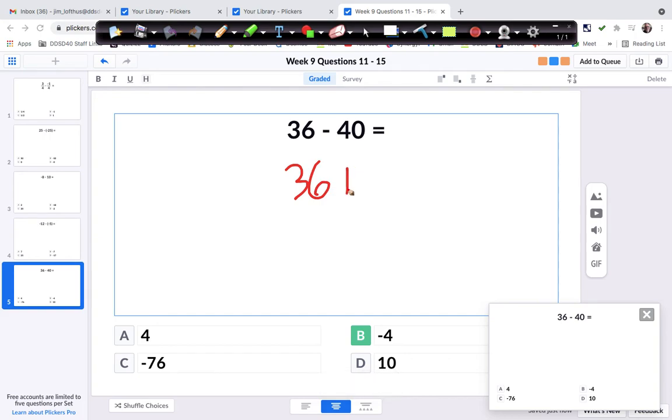36 minus 40 is the same as 36 plus the opposite of this, which is negative 40. They have different signs, so we find the difference. There's more negative, so it's negative 4.